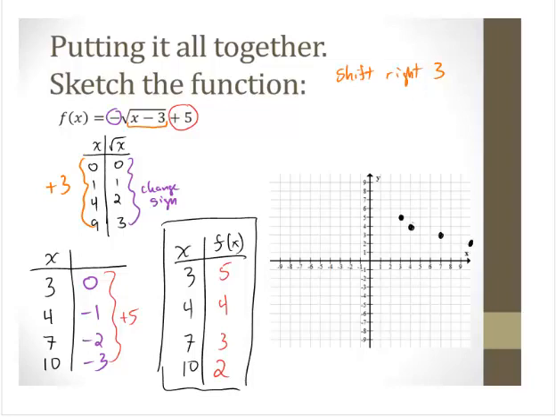It's a square root function, so we know it only goes in one direction. It's been shifted right 3, that checks out. It's been shifted up 5, that checks out. It's been flipped over, that checks out. So that's a good sketch of the function.